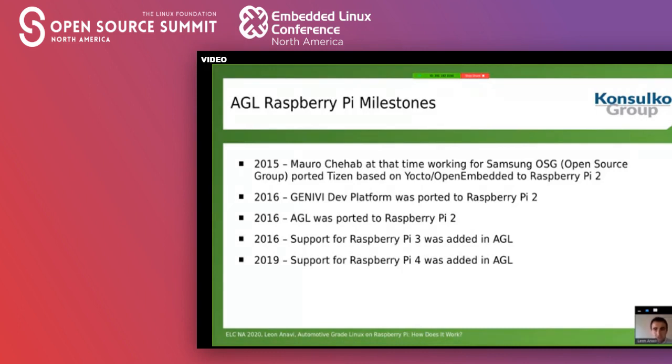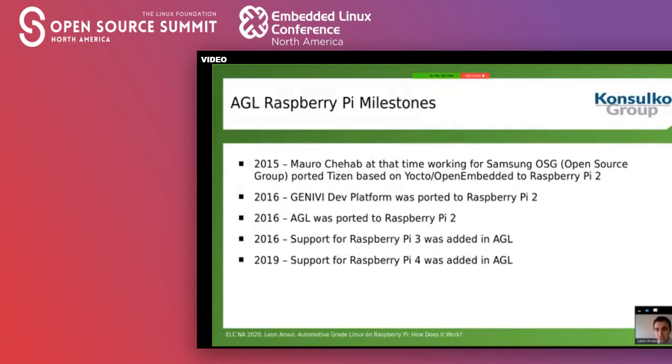So in terms of AGL, the important dates start actually in 2015, when Mauro Carvalho Chehab, who at that time was working for Samsung Open Source Group, ported Tizen based on Yocto and OpenEmbedded to Raspberry Pi 2. The difficult part there was to get Wayland and Weston properly working on a Raspberry Pi. With ARM devices, getting Wayland and Weston properly working is always one of the huge challenges, even today, 5 years later.